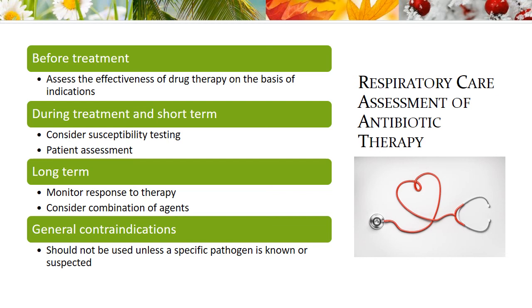Respiratory care assessment of antibiotic therapy includes, before treatment, assessment of the effectiveness of the drug therapy on the basis of clinical indicators. During short-term treatment, consider susceptibility testing and make sure that you do a thorough patient assessment. In long-term use, monitor the response to the anti-infective agent and consider a combination of agents, especially in the case of things like TB. General contraindications include that they should not be used unless a specific pathogen is known or suspected.